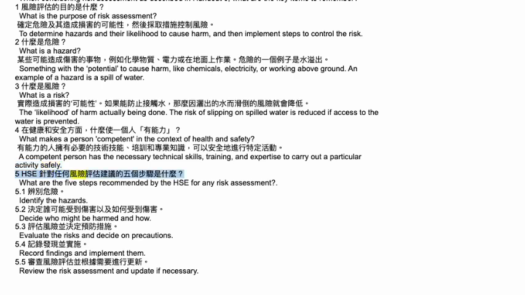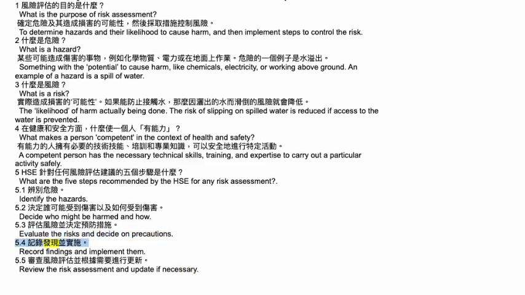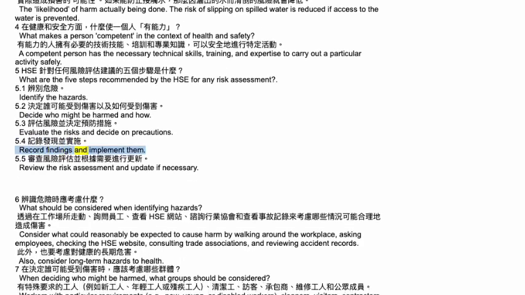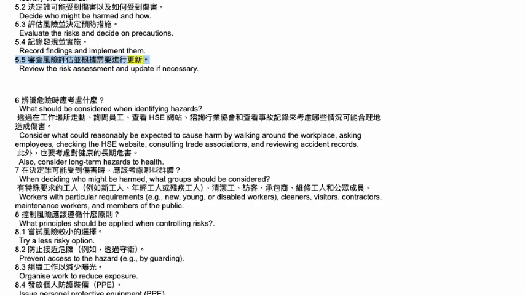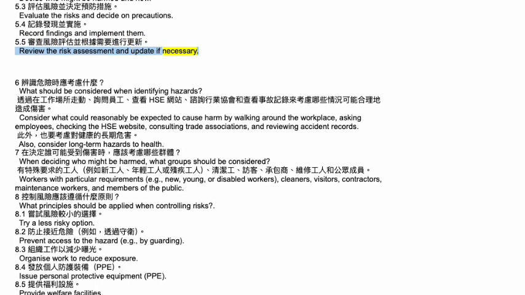5. What are the 5 steps recommended by the HSE for any risk assessment? 5.1 Identify the hazards. 5.2 Decide who might be harmed and how. 5.3 Evaluate the risks and decide on precautions. 5.4 Record findings and implement them. 5.5 Review the risk assessment and update if necessary.